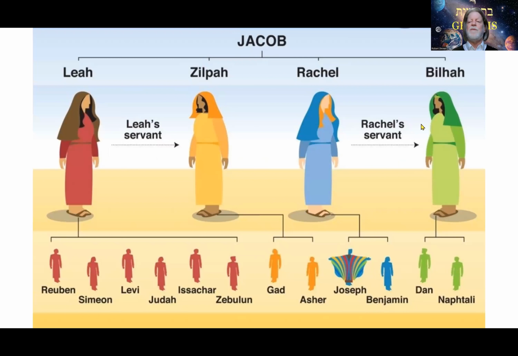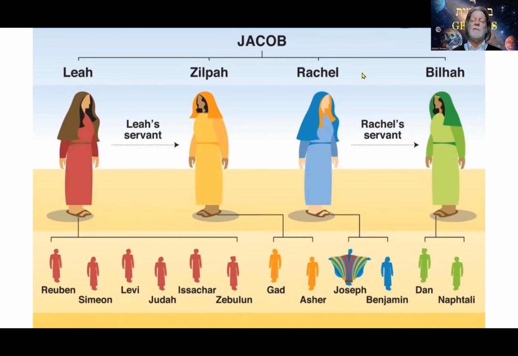And here we have the four women in Yaakov's life. Rachel was his favorite. He was the one he fell in love with. He ended up marrying Leah first because he kind of got tricked there. And then Zilpah was Leah's servant, and Bilhah was Rachel's servant. And all four of them had kids.